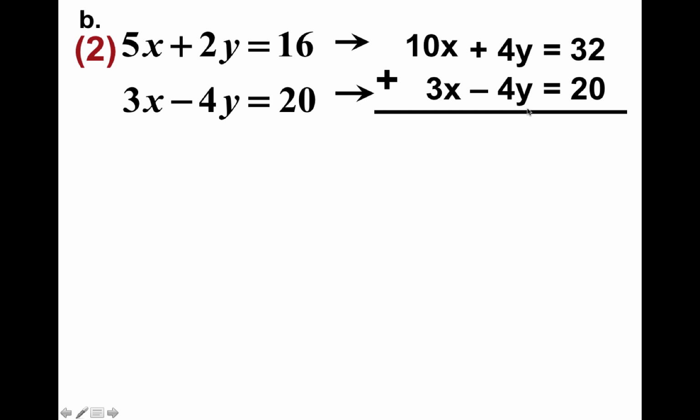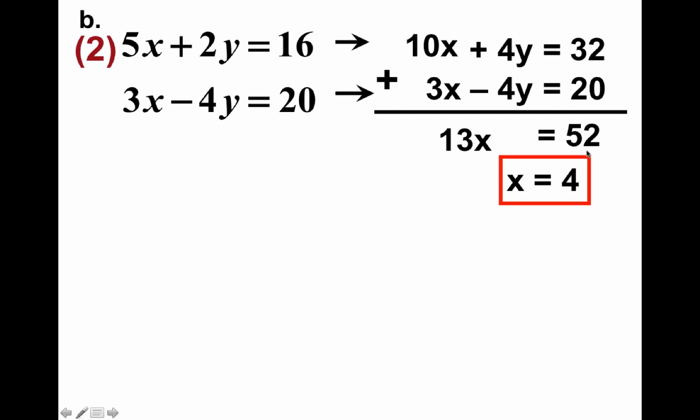So now I can add these equations. So 10x plus 3x is 13x. The y's cancel. 32 plus 20 is 52. Divide both sides by 13, you get x equals 4.